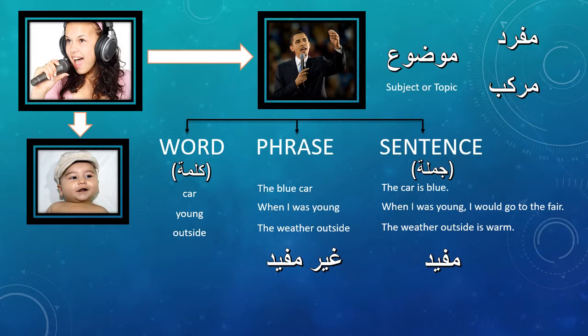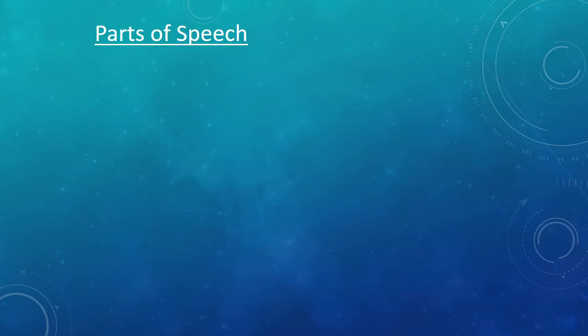Both of these are considered compounds. And what's the word for compounds? That's right, مركب. So if it's just a single word, what's the word for that? مفرد. Alright, let's move on to parts of a speech.